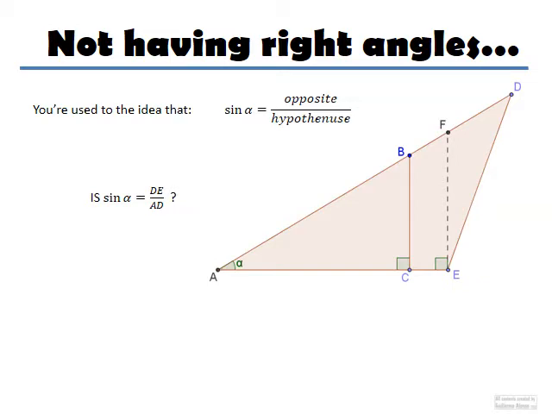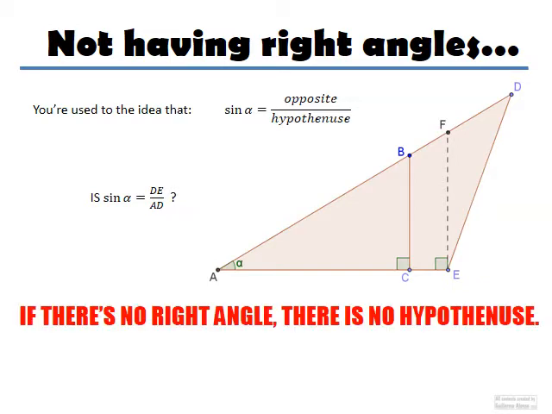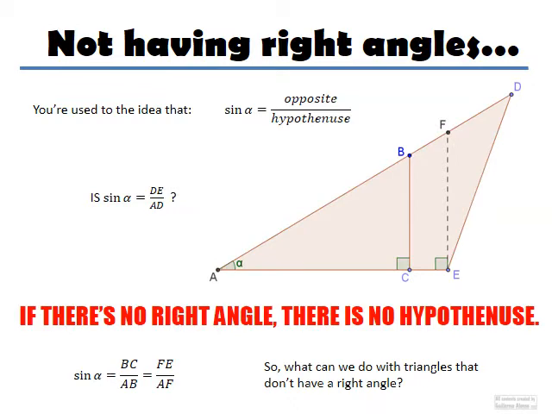If I do the sine of this angle, the ratio it's going to give me is going to be something like BC divided by AB, or EF divided by AF. That's what I'm going to get if I do the sine of this angle. Now, it still tells me something about the triangle. So what does it tell me?